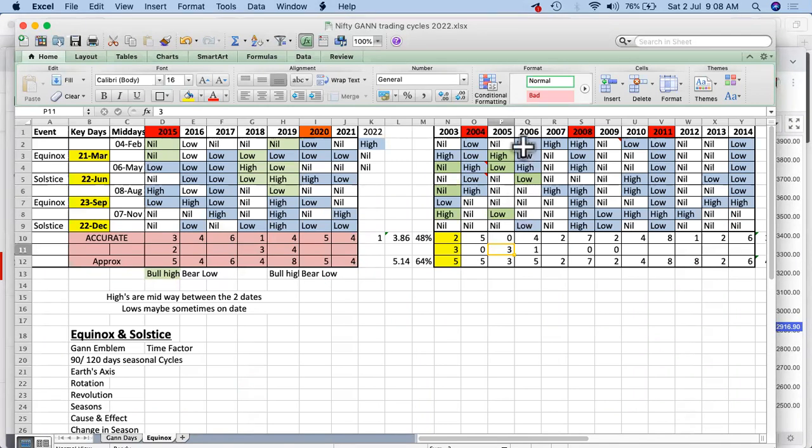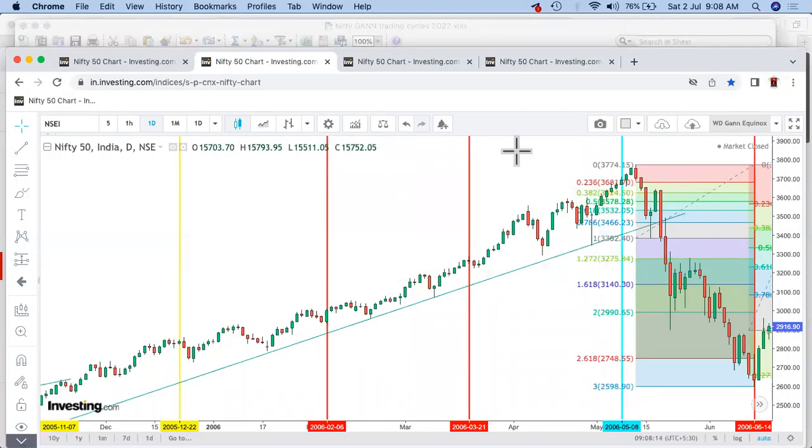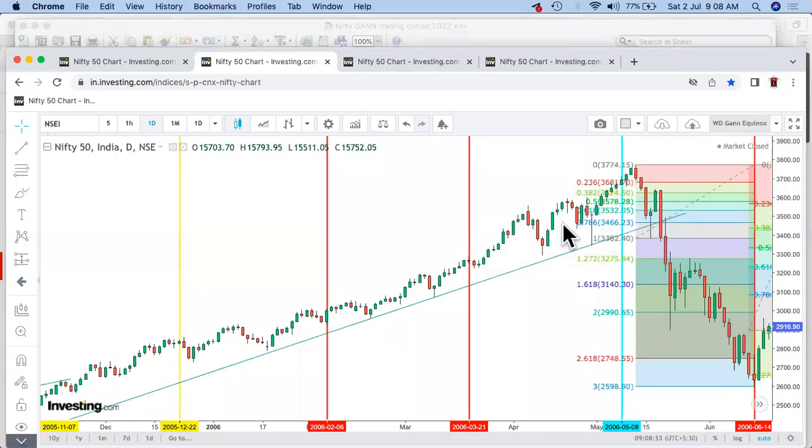We are there in 2006. So 2006, this was a low which has been considered. This was a low because this is a higher low. So that's why that has been considered. And we come to the next date. Next date is 6th of May. Let's see what happened on 6th of May.